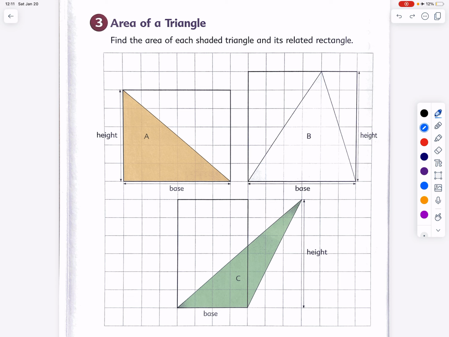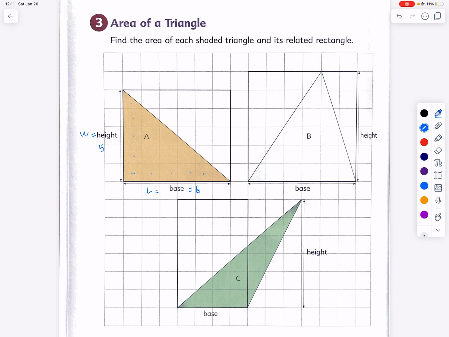For triangle A, we have a base, which is similar to length, and height, which is what we typically think of as a width. 1, 2, 3, 4, 5, 6. 1, 2, 3, 4, 5. So base equals 6 and height equals 5. Now, what would be the area of triangle A?